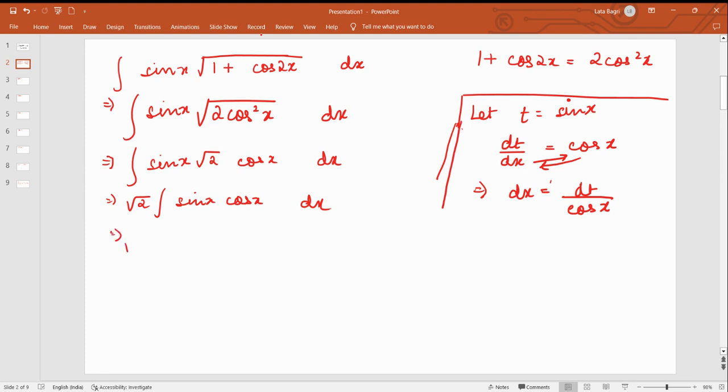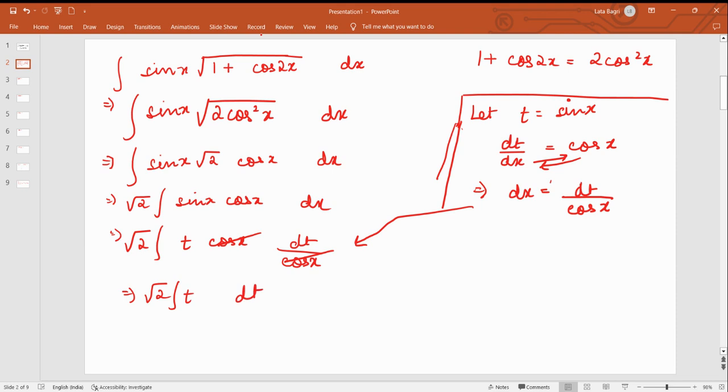So now this is what I'm going to do. Write down root 2 over here. Instead of sin x, I can put t, and cos x will remain cos x. Instead of dx, I can put dt by cos x, because of this only. So this cos x gets eliminated. What I'm left with is root 2 t dt, right? Now integration of t is what? Integration of t is t square by 2, so root 2 t square by 2. If you differentiate this, you will get root 2 t, because 2 is there. I'm basically using the normal formula, plus constant.